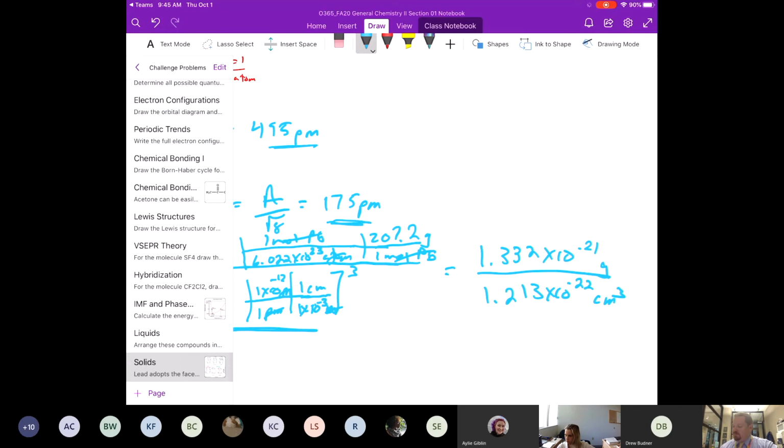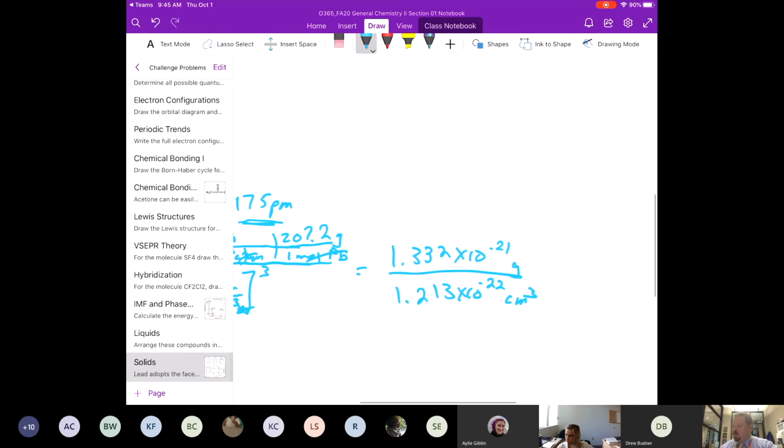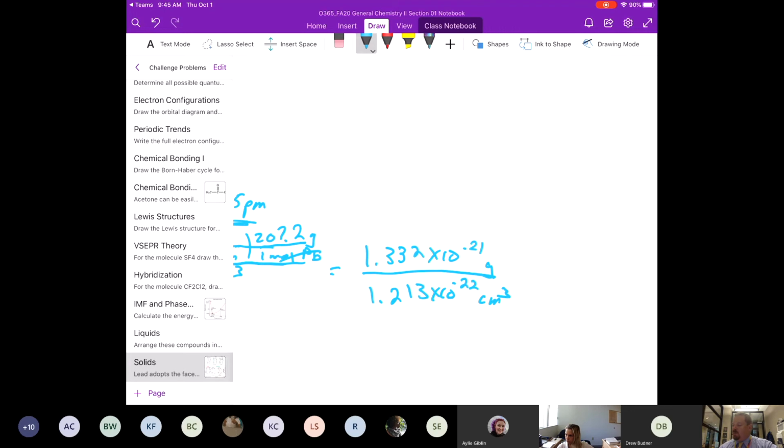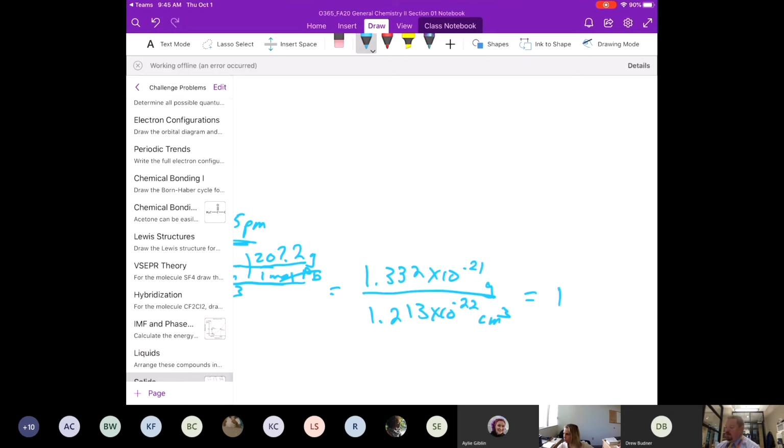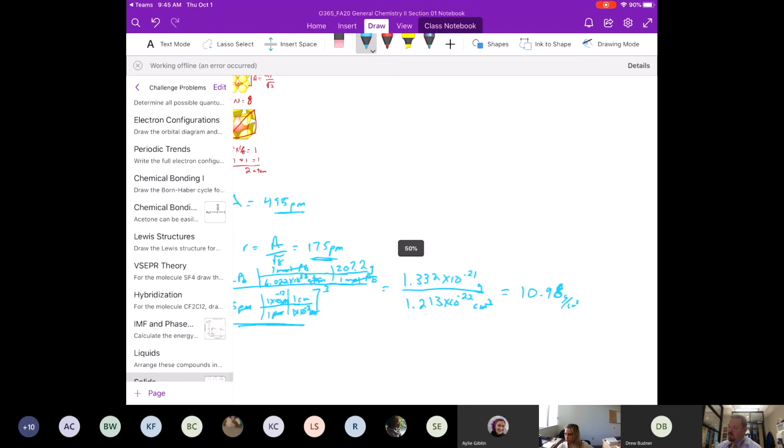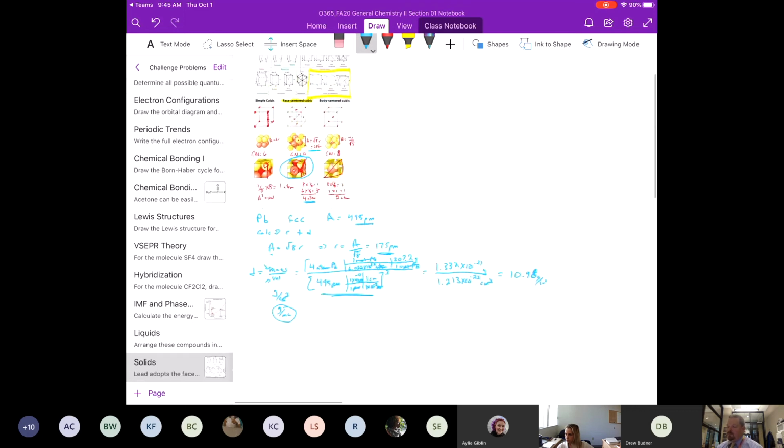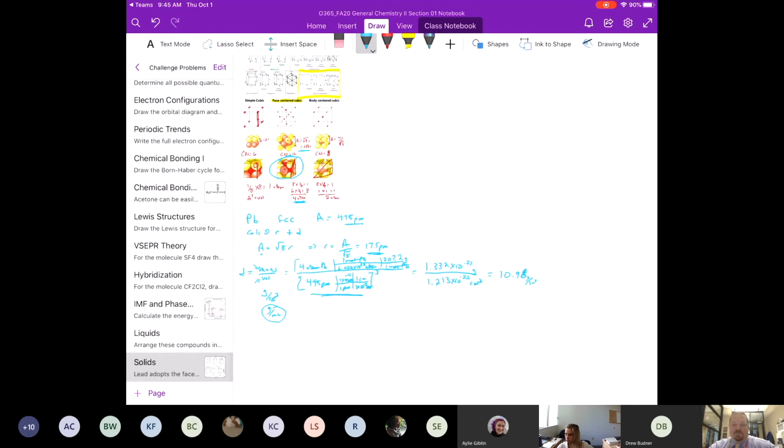And when we do that, we take 1.332 times 10 to the negative 21 divided by 1.213 times 10 to the negative 22. We end up with a density of 10.98 grams per centimeter cubed. Questions on that?